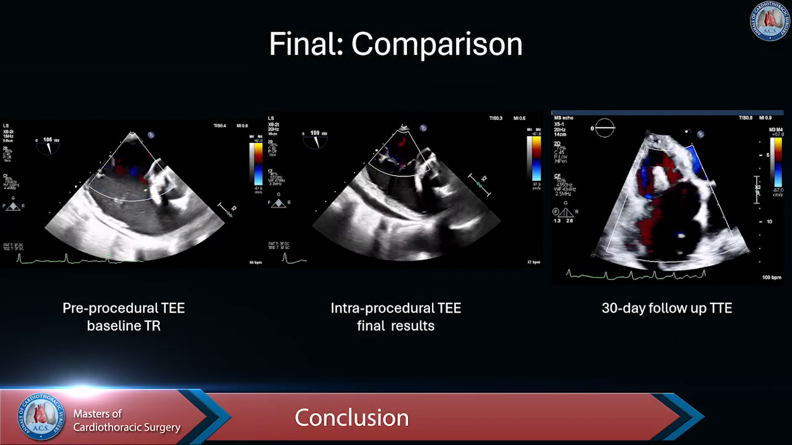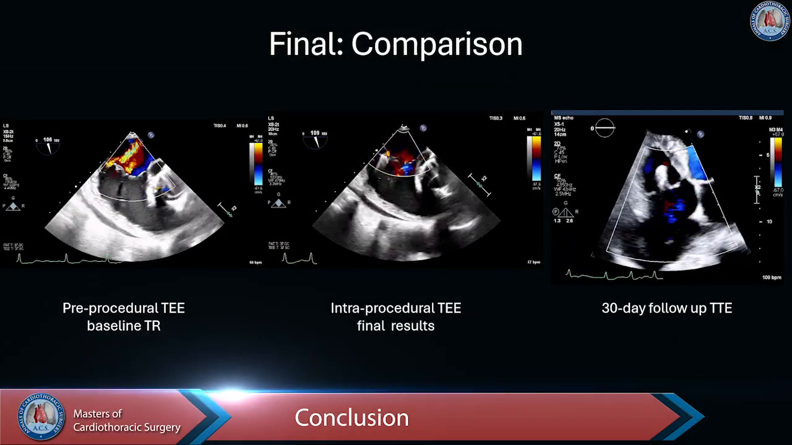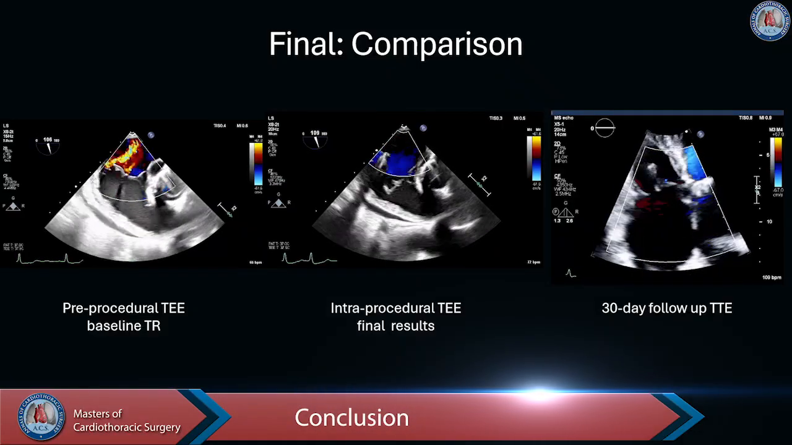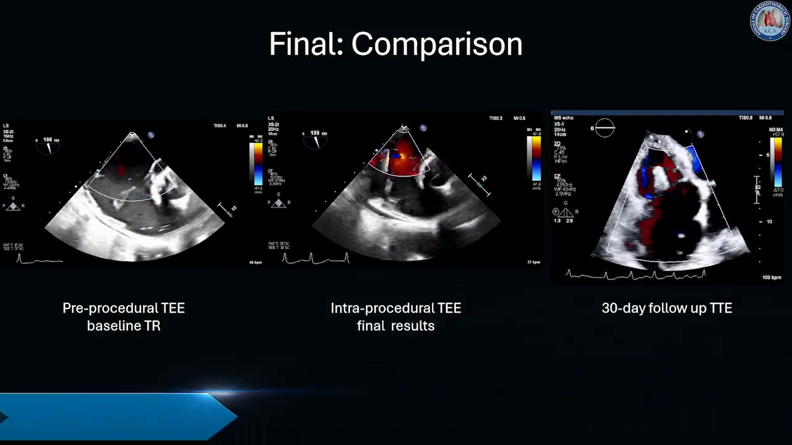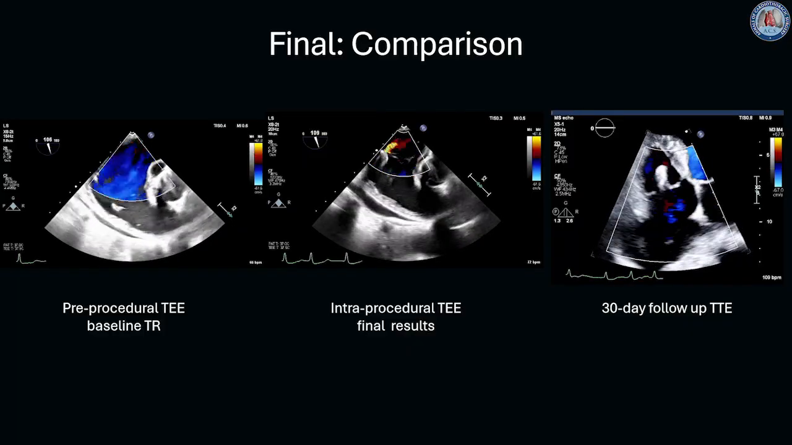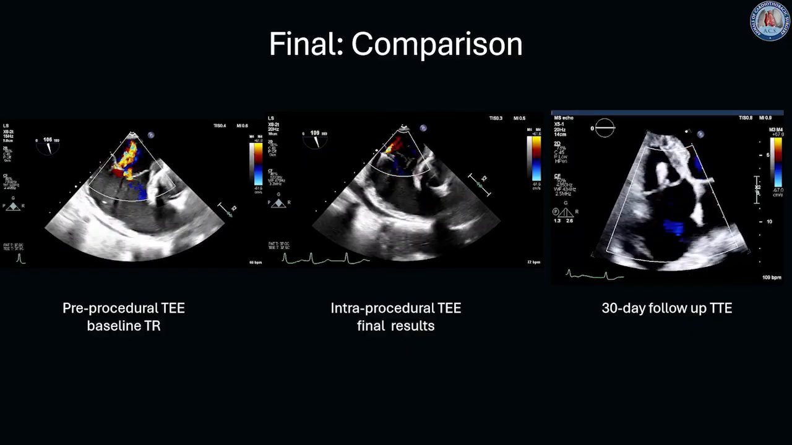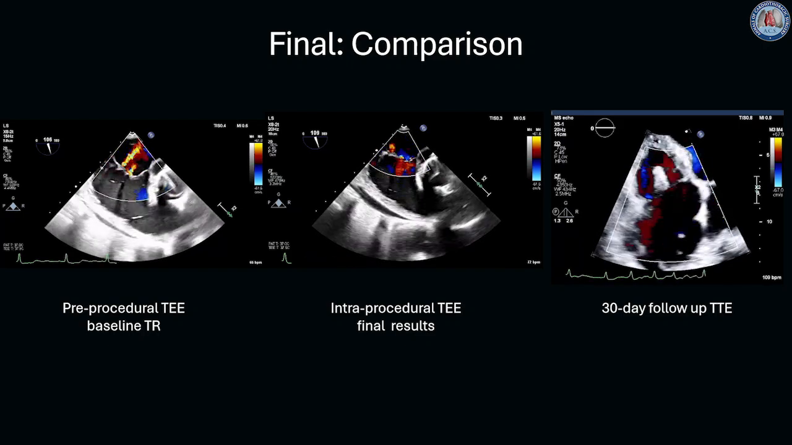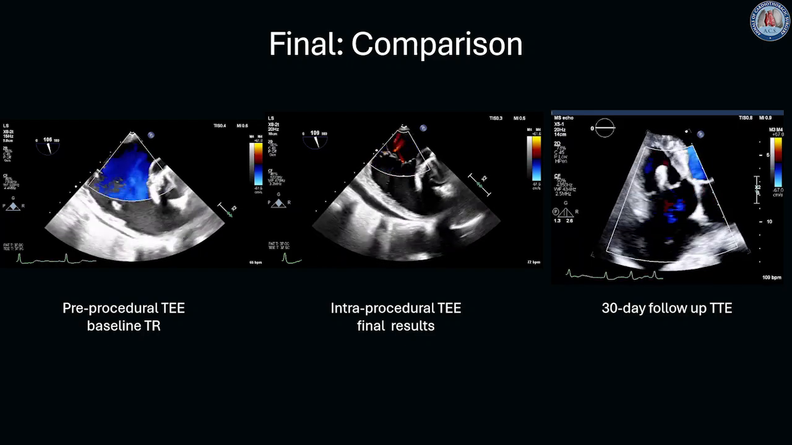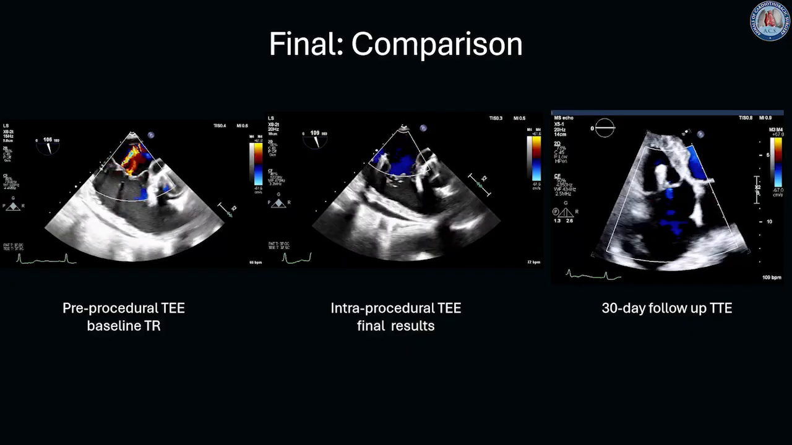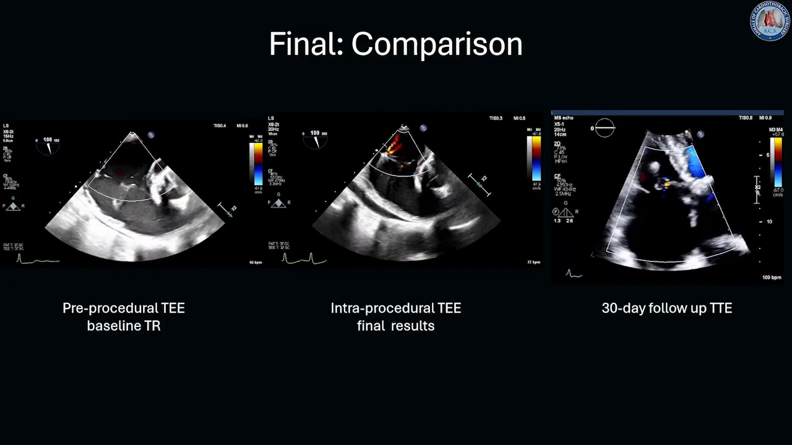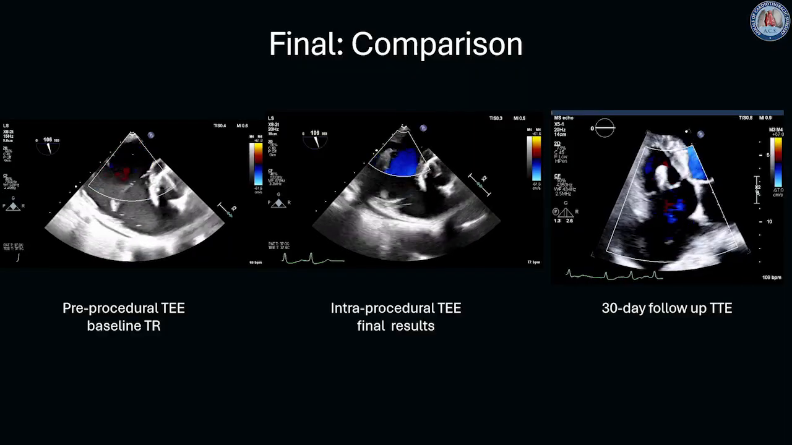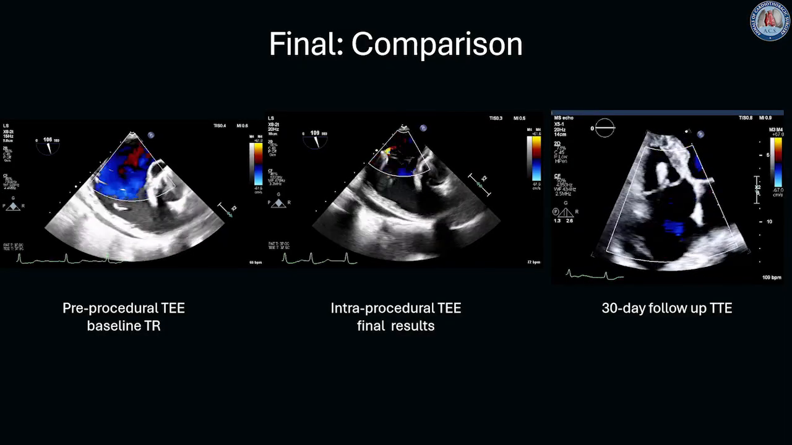In summary, this case demonstrated severe tricuspid regurgitation on pre-procedural TEE with successful reduction to minimal residual regurgitation following TriClip deployment under combined TEE and 3D ICE guidance. Importantly, right ventricular function remained preserved immediately after the procedure, and follow-up TTE at 30 days confirmed a durable result with persistent minimal TR and normal RV function.